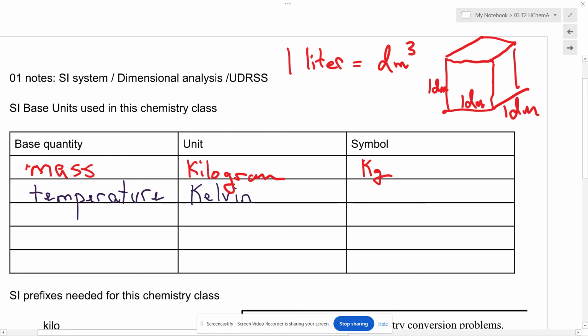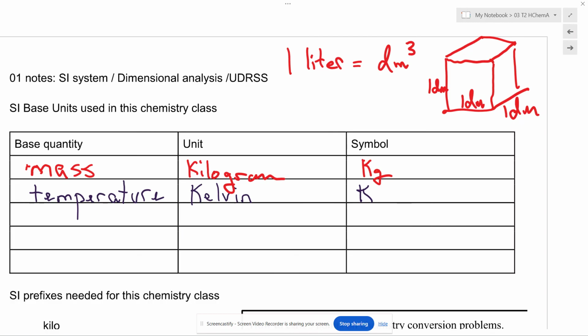Kilogram probably is not capitalized. I probably accidentally wrote it that way. Kelvin is capitalized, and it is a capital K. There is no degree sign on Kelvin because it's an absolute temperature scale as opposed to a relative temperature scale like Celsius and Fahrenheit. But we still will use Celsius all the time.